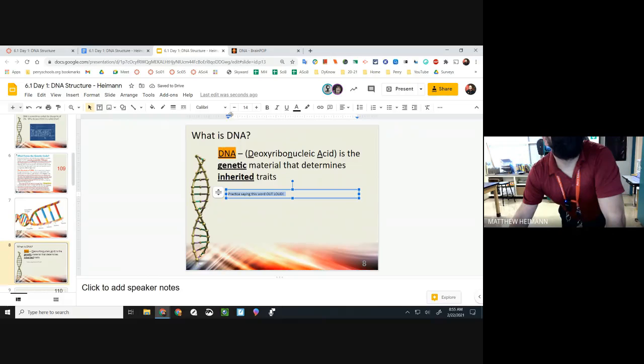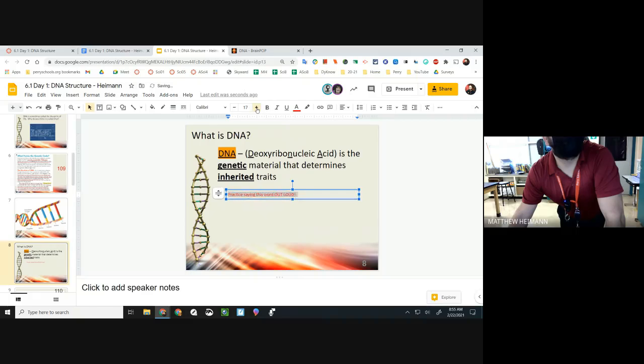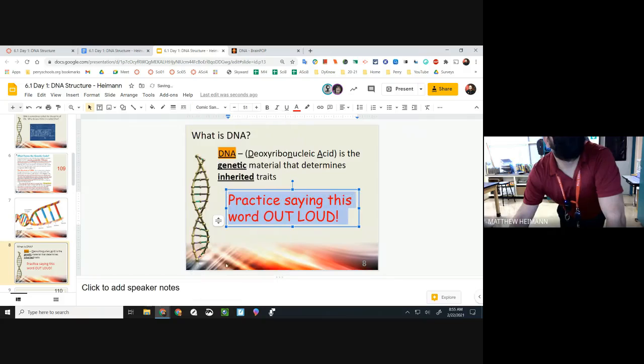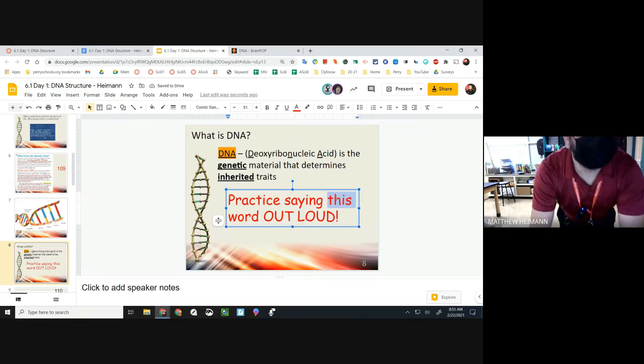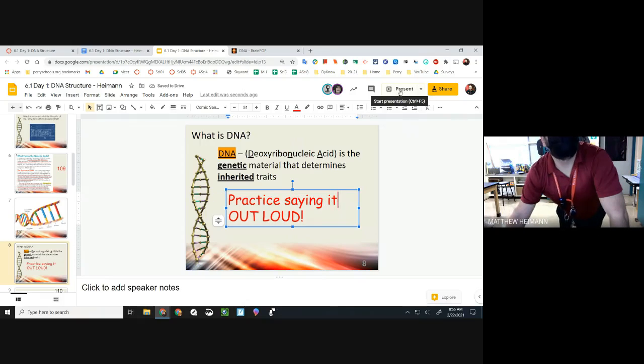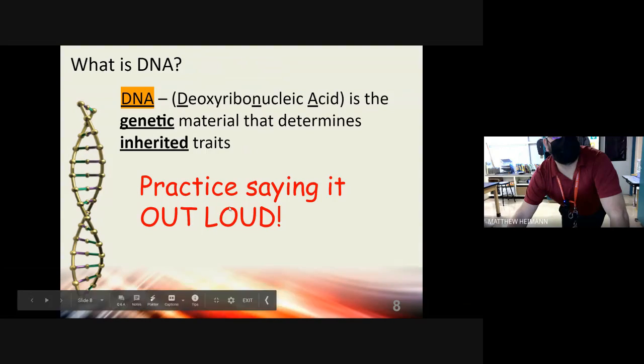All right, maybe I should make this like orange or red. Make it bigger. Comic Sans, good idea. Perfect. Practice saying it out loud. There you go. Perfect. Deoxyribonucleic acid. All right, cool.